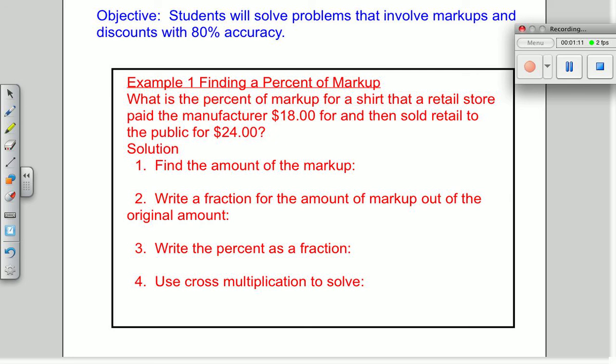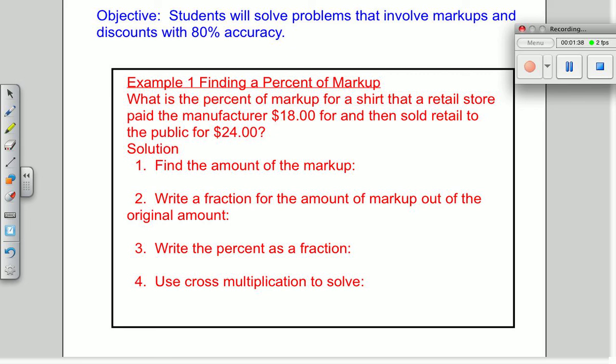So now we're going to use those two amounts and what we've been working on, which is using cross multiplication to find missing numbers in percentages, like when you're finding the percentage of a number, which was your homework last night. So we're finding the percent of a markup. Be sure to get the date down. Be sure to get down your objective. Students will solve problems that involve markups and discounts with 80% accuracy.